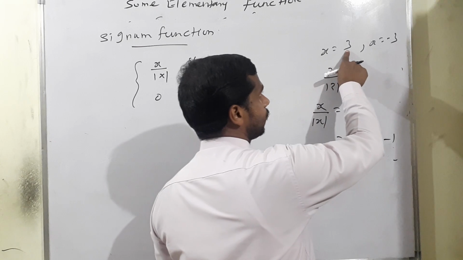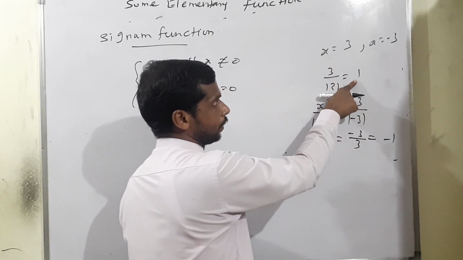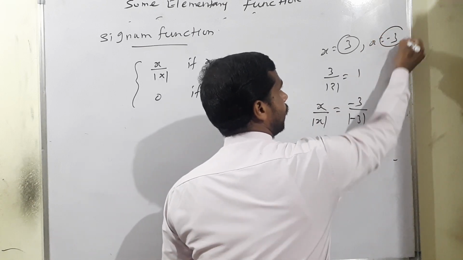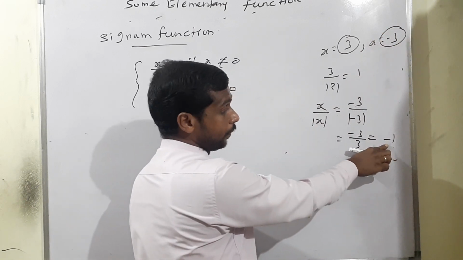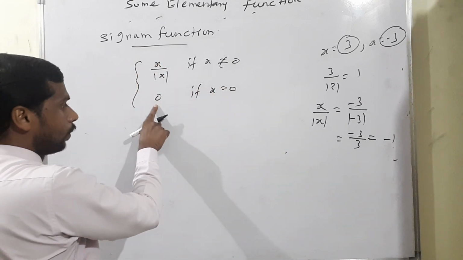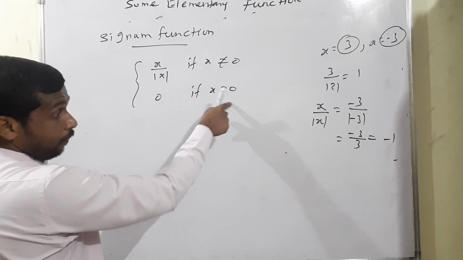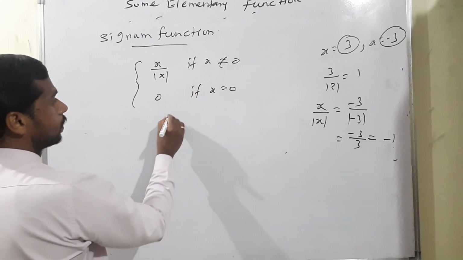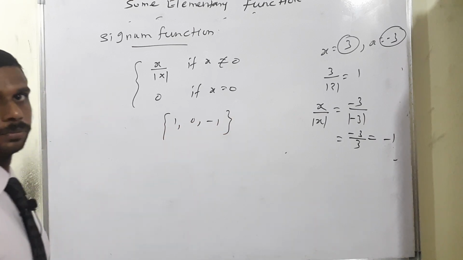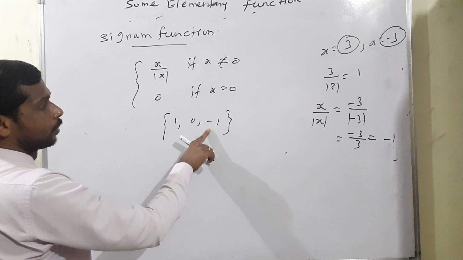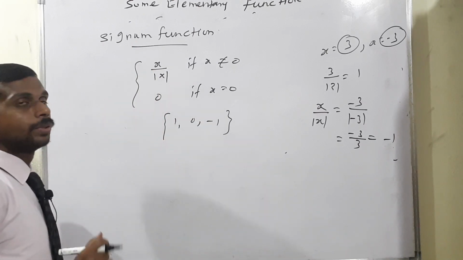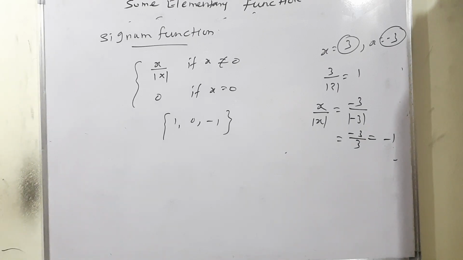The sign will be different. If you take a positive value, the output is also positive. But if you take x negative, the output is also negative. That is the difference in x divided by modulus x. And if x is equal to 0, then the output is 0. So the output is 1, 0, or minus 1, the values between 1 and minus 1. Okay, this is called the signum function. I will continue with the next function, so stay on the line.